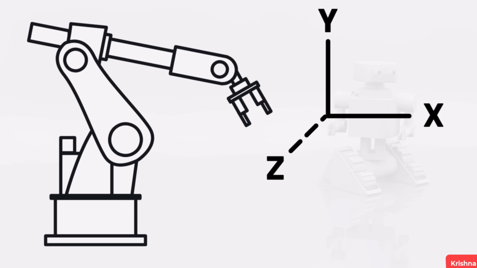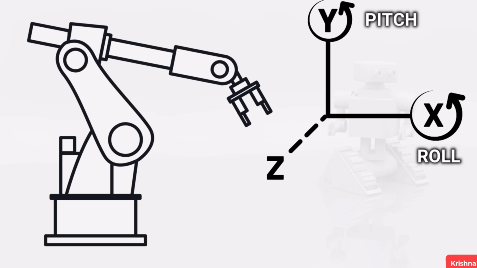Similar is the case with robots. The x-axis is considered to be the machine's forward direction. Rotation about the x-axis is called roll. Rotation about the y-axis in the case of a robot is called pitch, and the rotation about the z-axis is called yaw.